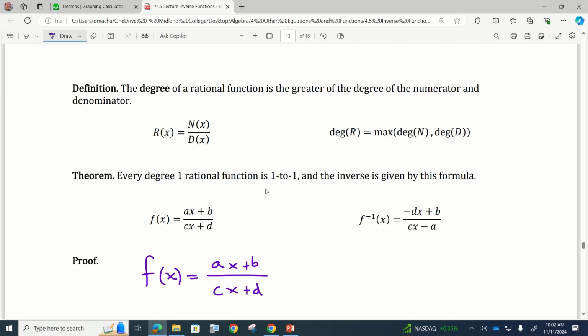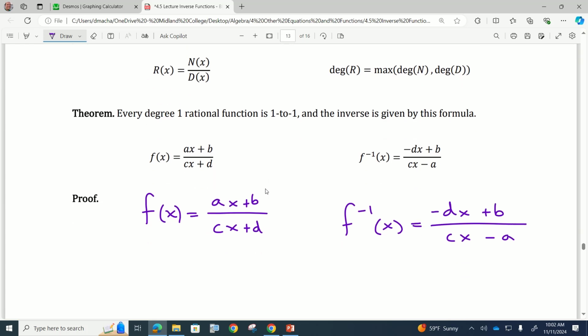And here's a little formula. It's a formula that is completely optional to you. I'm not going to force you to memorize this. It's up to you whether you want to pay attention for the next 1 minute or so. But if you choose to memorize this formula, it's a really good shortcut. The only thing you have to remember is that the a and the d switch places, and they become negative. But the b and the c remain the same.